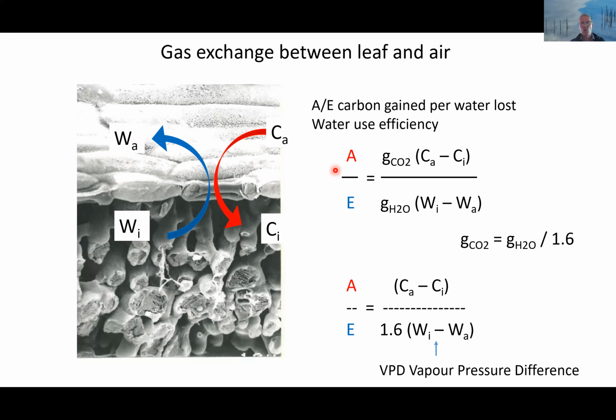Now, from Fick's law, we can write these fluxes. The assimilation rate of CO2 is given by the product of conductance and the CO2 partial pressure gradient. And the transpiration flux is given by the conductance multiplied by the vapor pressure gradient. And if we take the ratio, that is how much carbon is gained for water transpired, we can simplify the equation to here. And that depends on the CO2 gradient and the vapor pressure difference.